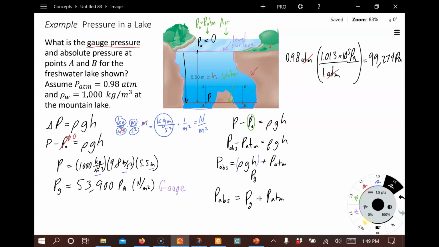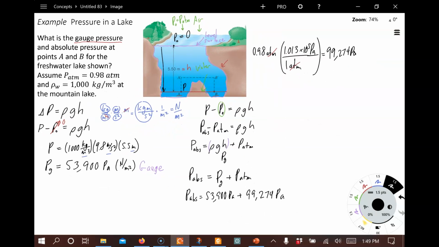Good. So that's the prevailing atmospheric pressure here. So to get the absolute pressure, then we're going to add that. P absolute is equal to the gauge pressure, 53,900 pascals, plus the atmospheric pressure, 99,274 pascals. And finally, when we put those two numbers together to get the absolute pressure at points A and B, that's going to be 153,174 pascals. And of course, we can round more if we like. That there is our absolute pressure.